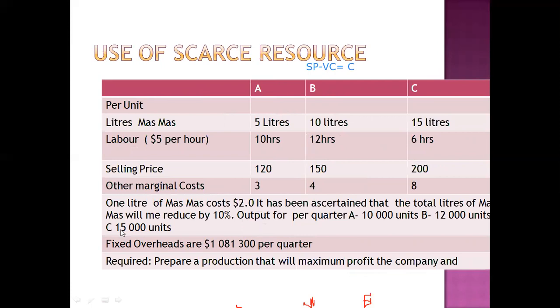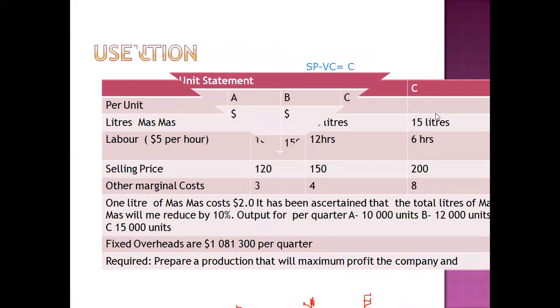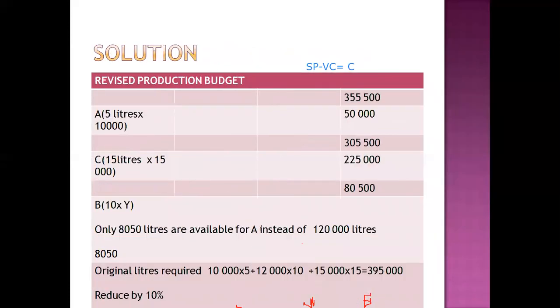How many units are required for C? 15,000 units. But how many liters of C do we need for each unit? We need 15 liters. So we are going to produce 15 times 15,000. You can actually see that I multiplied 15 liters. All units of C should be produced, 15 liters times 15,000 units. We get total liters of 225,000.